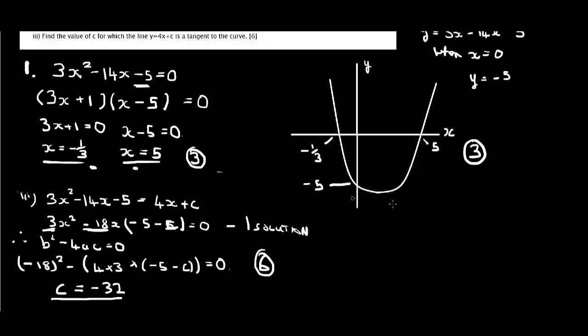There's another way of doing it involving differentiation. I think that's probably the most straightforward. So there's a total of 12 marks. And that completes the June 2007 paper.